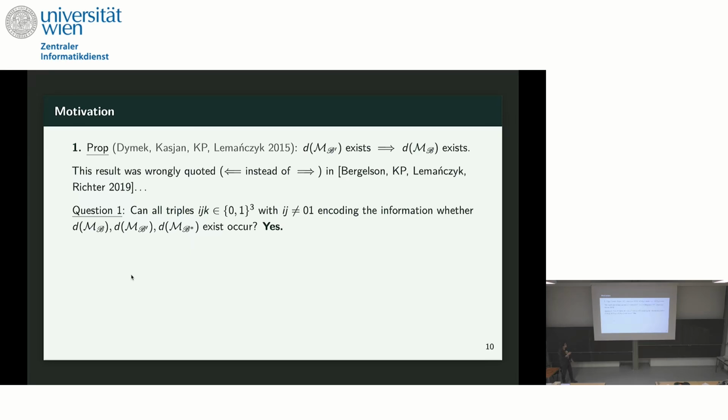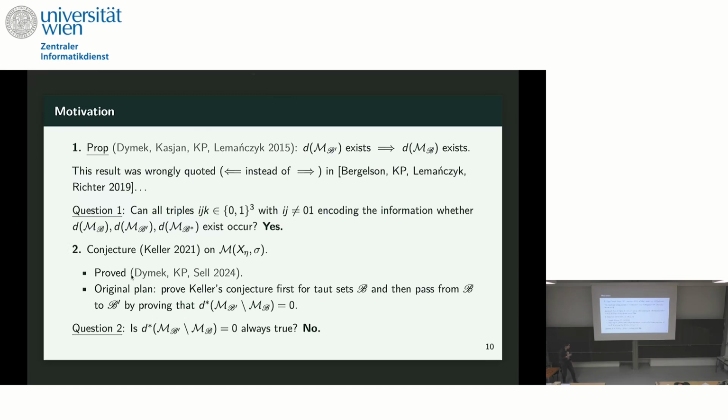The answer is yes, so that's a bit of a spoiler, but I will tell you why later on. And the second part is as follows. Gerhard Keller formulated a certain conjecture on the form of the set of invariant measures of B3 subshifts. I will not tell you now how this conjecture looks like. It's a bit technical. Well, we proved it, but we proved it in a different way than we originally planned.